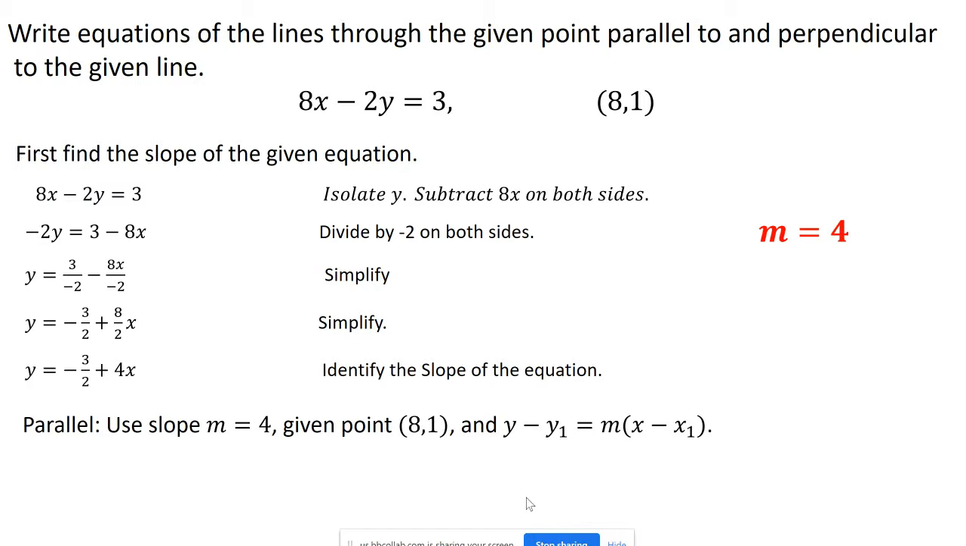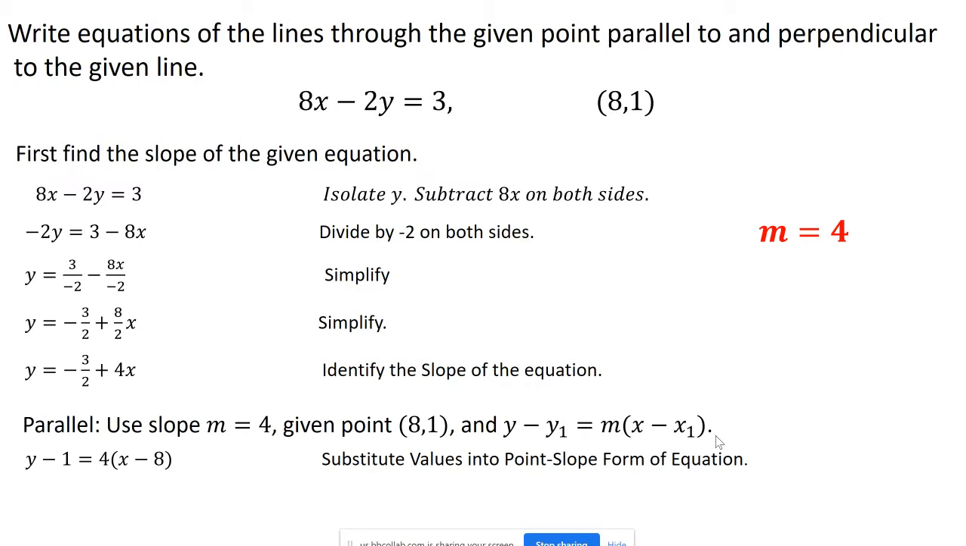Okay. So we're going to need our slope 4 and our given point 8, 1. So here you have two choices. You can use the point slope, which is y minus y1 equals m times x minus x1. Or some of you might use y equals mx plus b, depending on which method you feel more comfortable with. For this example, I'm going to use the point slope form. So we're going to substitute the values into that equation.